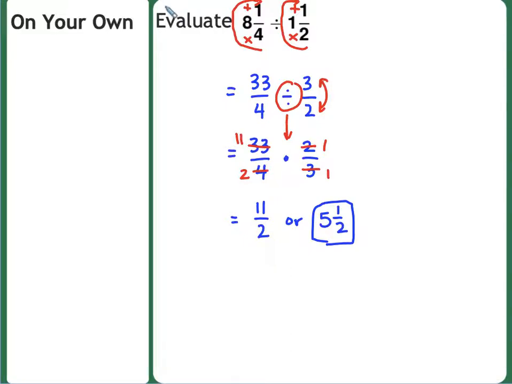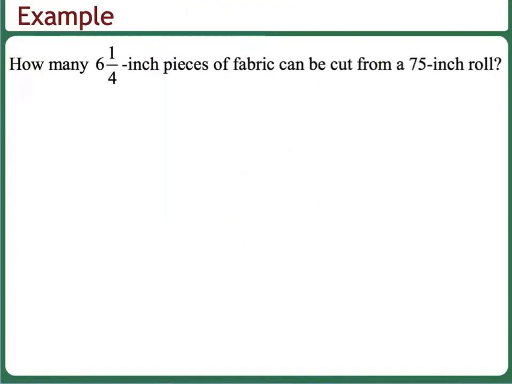Alright, so now that you have the fundamentals down, let's look at a few word problems. So the first one here, how many 6 1/4 inch pieces of fabric can be cut from a 75-inch roll? So notice we are starting with the 75-inch roll. So I see a lot of students say, here's a number 6 1/4, here's a number 75, I know I need to divide. So I'm just going to do 6 1/4 divided by 75.